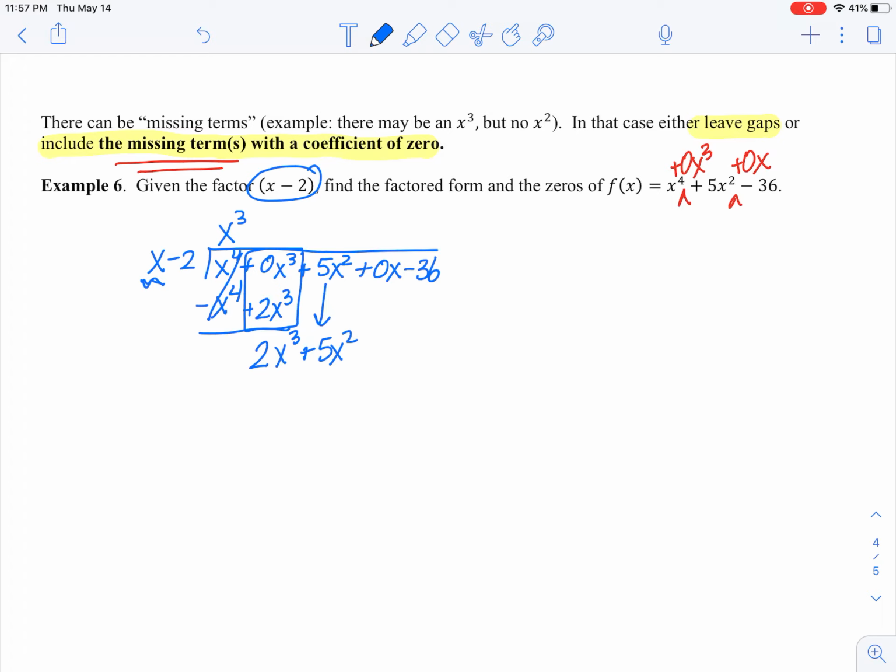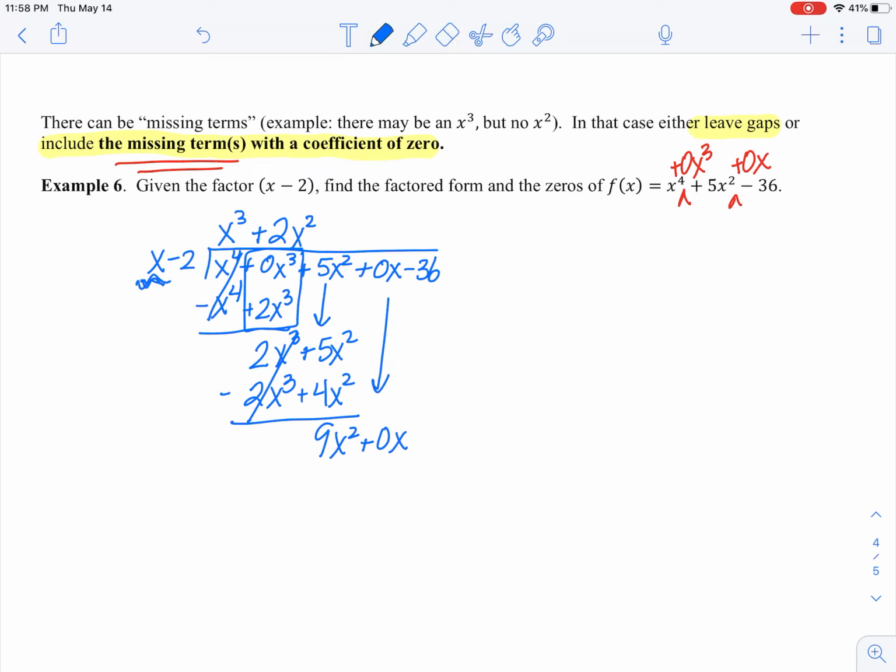X times what will give us 2x to the third? Oh, 2x squared. Multiply down. 2x squared times x is 2x to the third. 2x squared times minus 2 is minus 4x squared. And now we change our signs and add. So 2 minus 2 is gone, and 5x squared plus 4x squared is 9x squared. And then we're going to bring down the 0x and repeat our process.